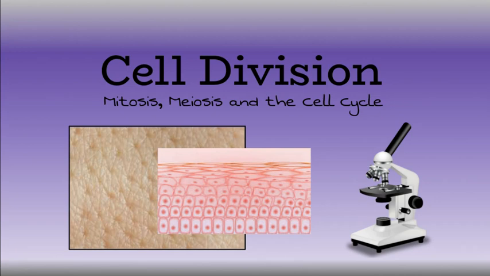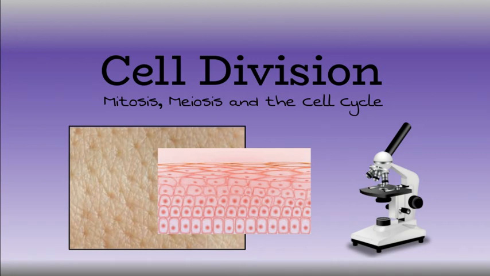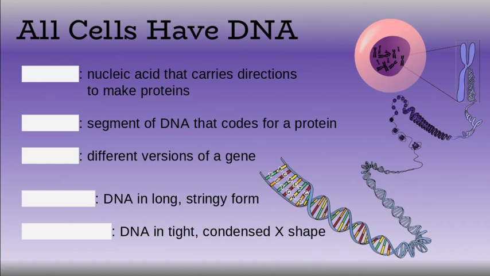For our next unit, we are going to be learning about cell division, which will include two processes, mitosis and meiosis. We'll be learning about the cell cycle, and we'll also be talking about something called karyotypes. But before we get into any of that, there are some words that we need to make sure we know.